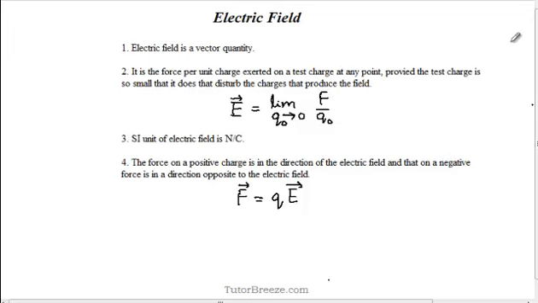We'll briefly summarize what we've learned so far. Electric field is a vector quantity. It is the force per unit charge exerted on a test charge at any point, provided the test charge is so small that it does not disturb the charges that produce the field. The electric field is given by force per unit charge taken in the limit the charge tending to 0. The SI unit of electric field is Newton per Coulomb. The force on a positive charge is in the direction of the electric field, and the force on a negative charge is in a direction opposite to the electric field.